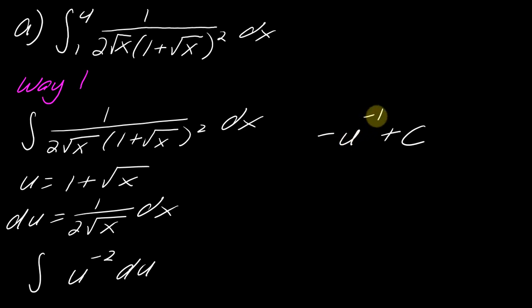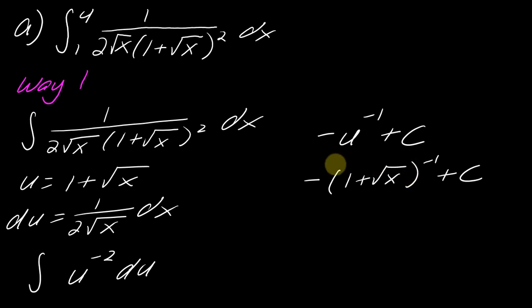Now, this is what you do with way 1. Then what you do is you take really just this part here, so you ignore the plus c, and now you plug in your limits of integration. Sorry, I didn't totally finish that. So I still have to plug in my x. So my x is negative 1 plus the square root of x to the negative 1 plus c. Okay, now we're good to go.